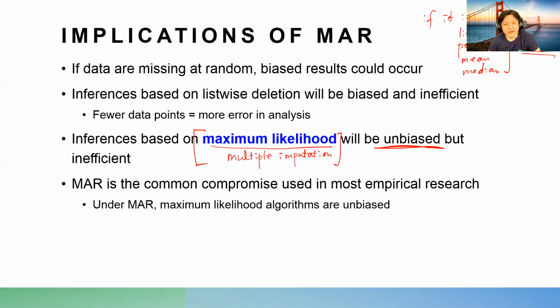And for the MAR, maximum likelihood estimation and multiple imputation produce unbiased estimators in both MCAR and MAR situations. So MAR, missing at random, is the common compromise used in most empirical research. Under MAR, maximum likelihood algorithms or multiple imputation, which we will talk about later, produce unbiased estimators. Any questions?